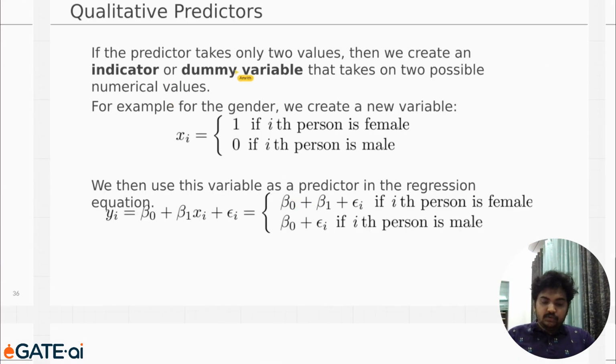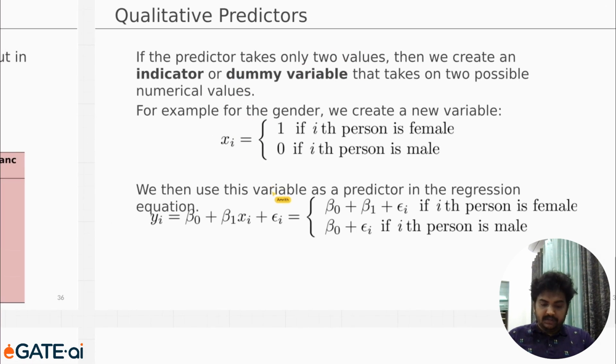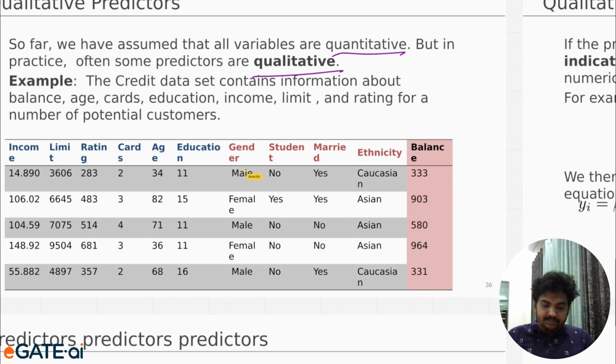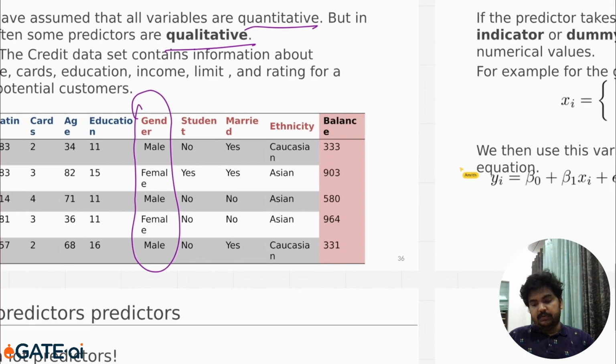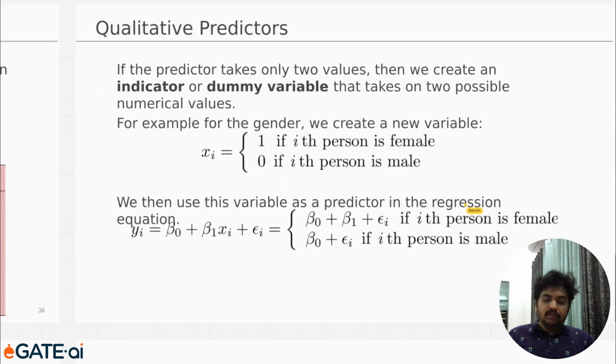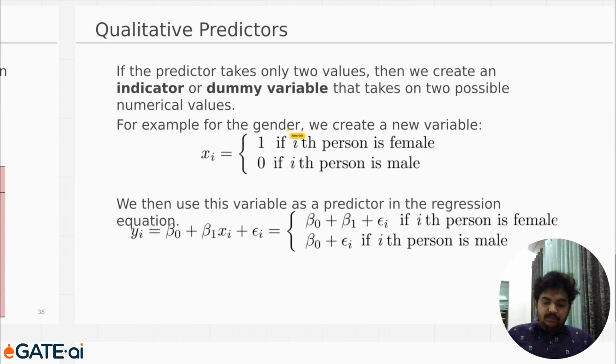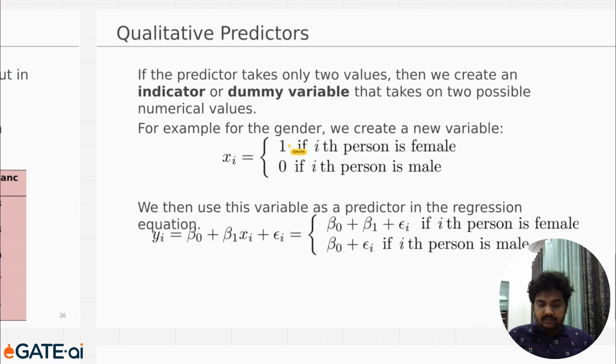So here you may see that if the predictor takes only two values, then we create an indicator or dummy variable that takes on two possible numerical values. If we are talking about gender here, it's not exactly quantitative. We are talking about a feature which has only two possible values. For gender, we simply convert them into numerical values such that an observation has the value 1 if that person is female, and 0 if the person is male.